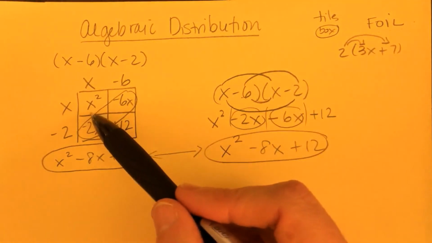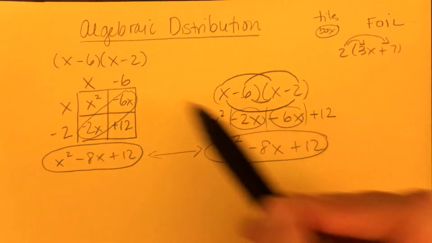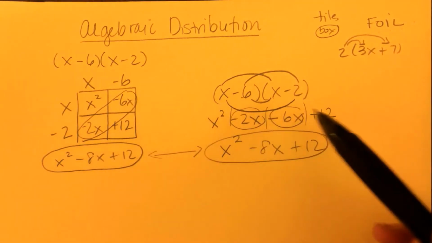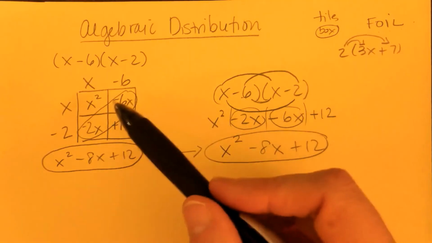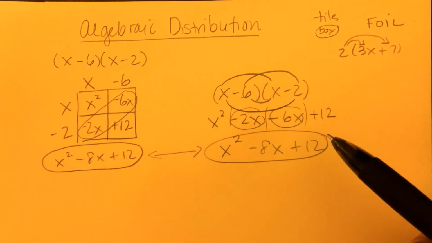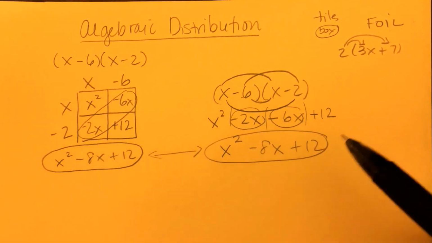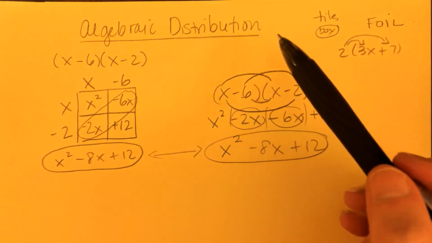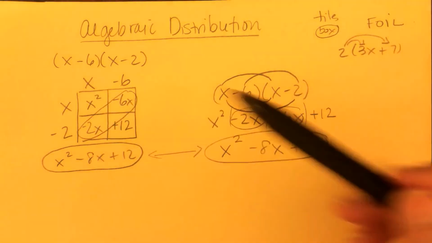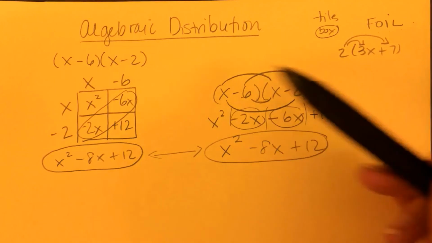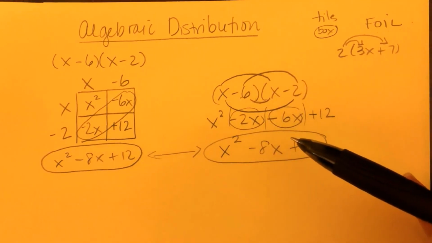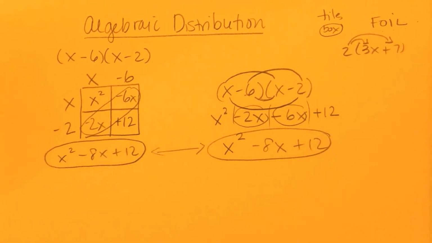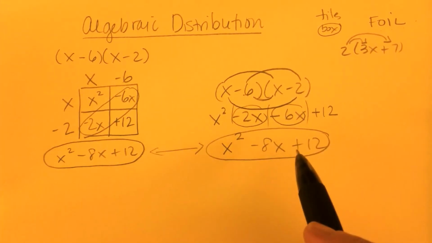See, I had an x squared, I had a minus 2x, I had a minus 6x, I had a plus 12. Just instead of them being in the box, they're in a line. Okay, so that's the only difference. Basically, again, algebraic distribution is the box without a box. Okay, and this is like the old school method that we all learned when your parents say we didn't learn it with this box. This is what they meant. This is how we learned it. Okay.